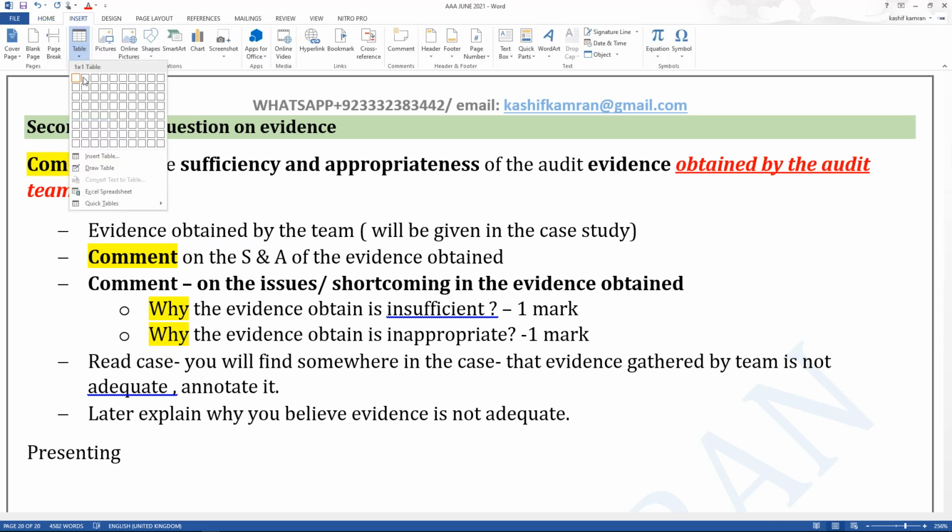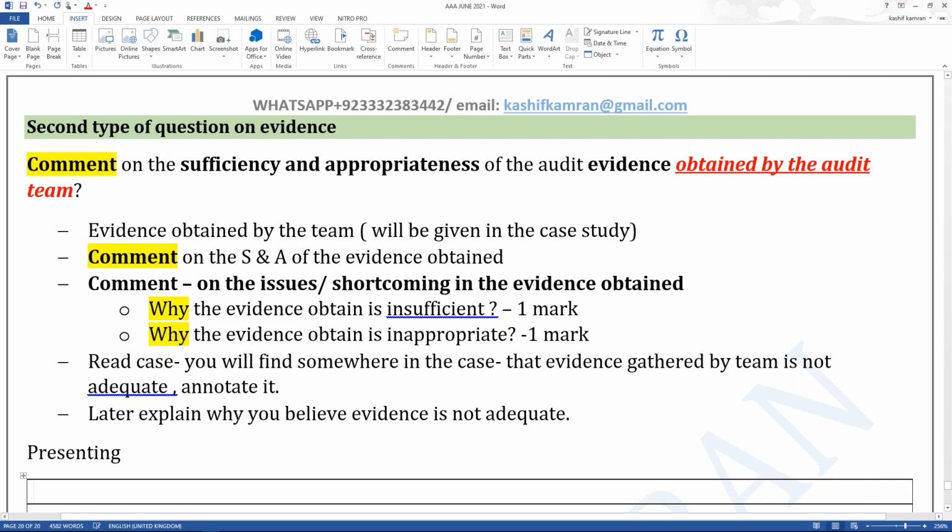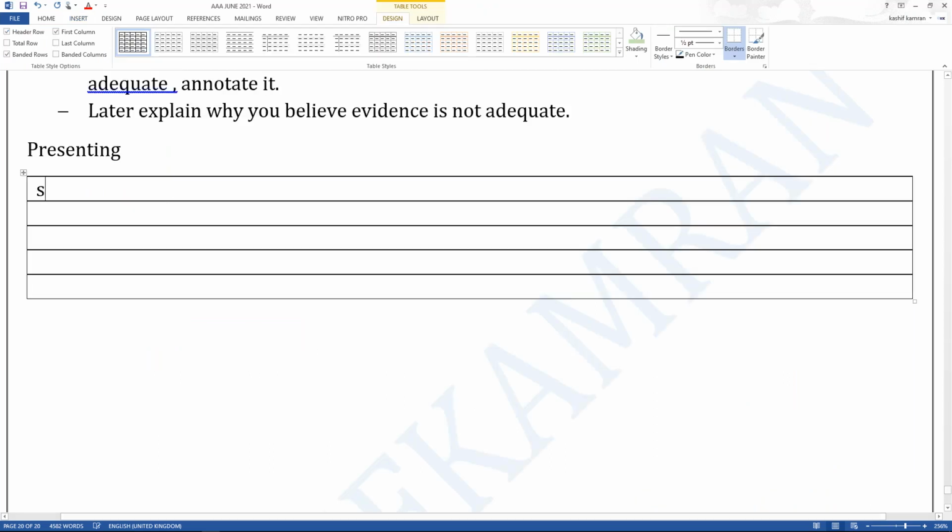Like this, you're making 2 columns, and in one column you're saying sufficiency, and in the other column you're saying appropriateness. Is that the way to present the answer? Absolutely not. Absolutely not.